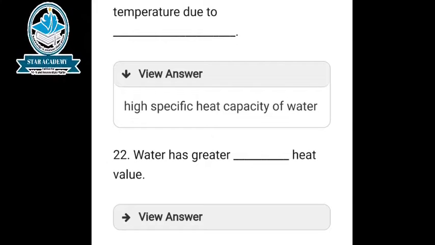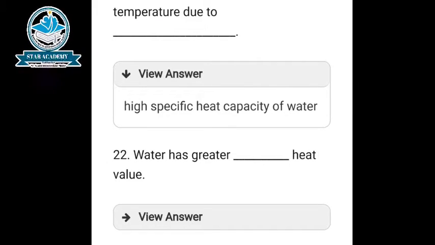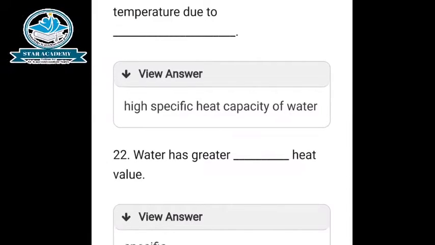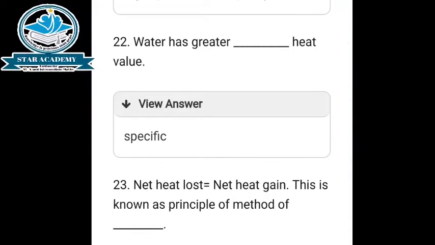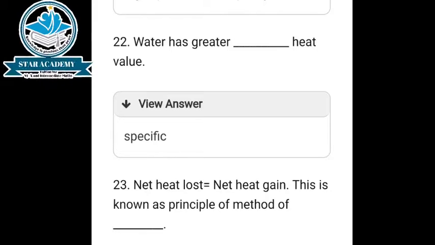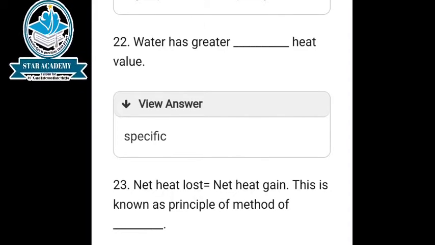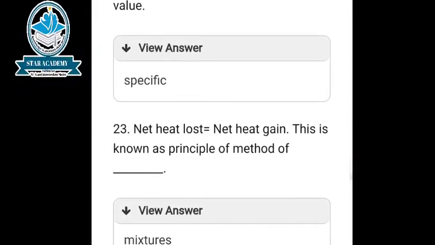22nd, water has a greater dash heat value. The answer is specific heat value. 23rd, net heat lost equals net heat gain. This is known as the principle of method of mixtures.